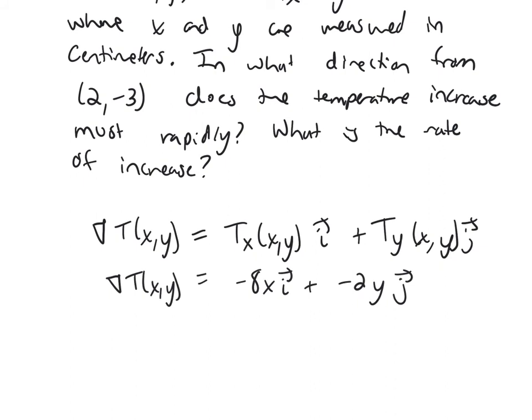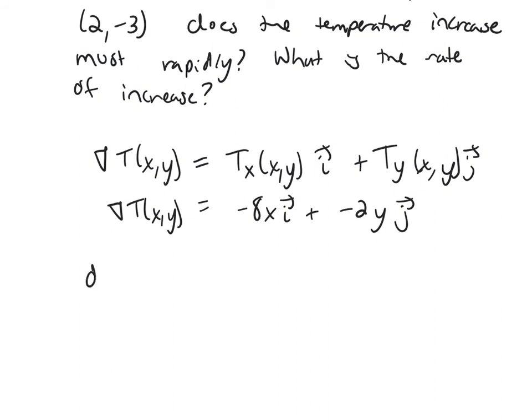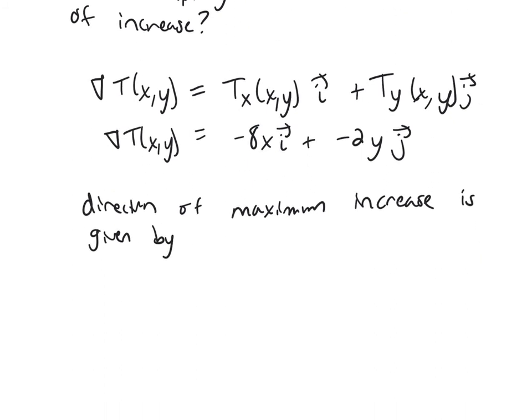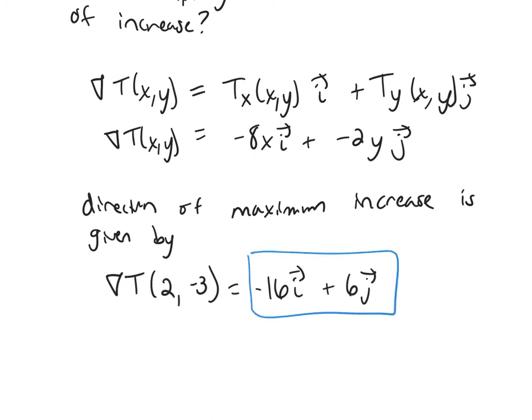So then, according to property 2, the direction of maximum increase is given by, plug your point (2, -3) into your gradient, and you'll get negative 16i plus 6j. So there's the direction of maximum increase.